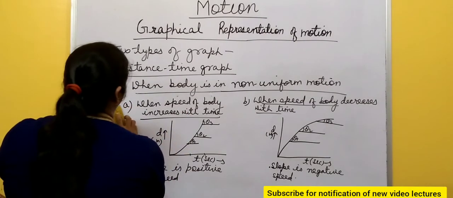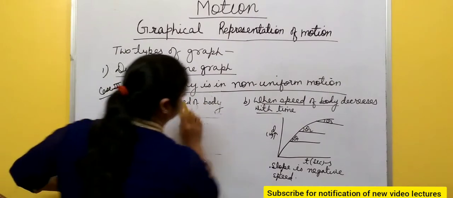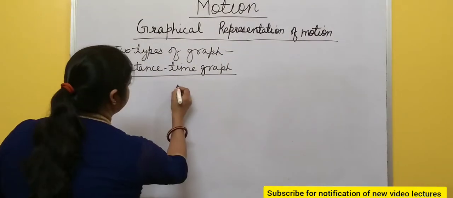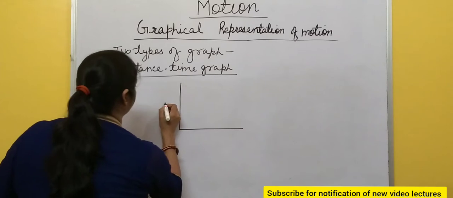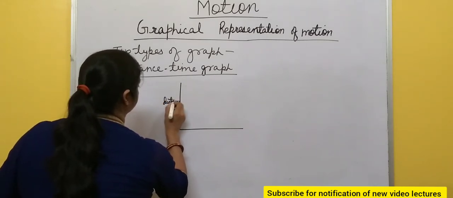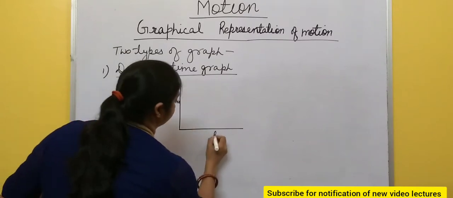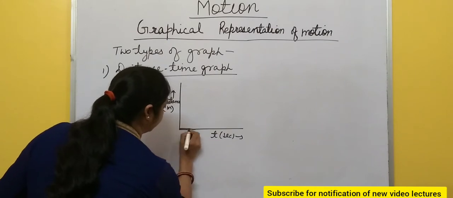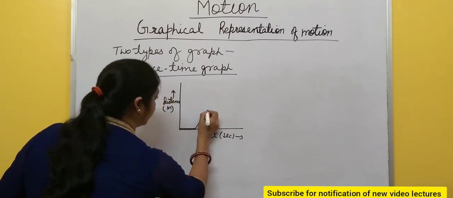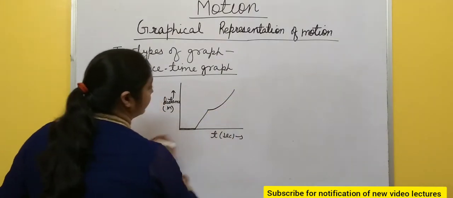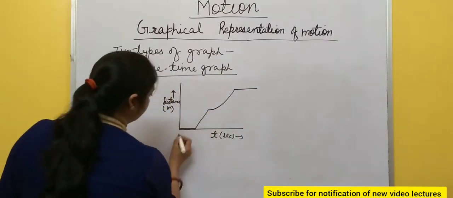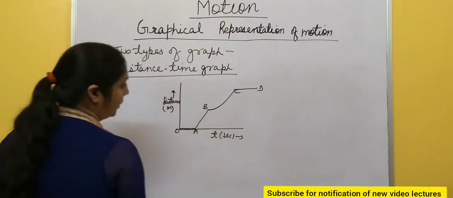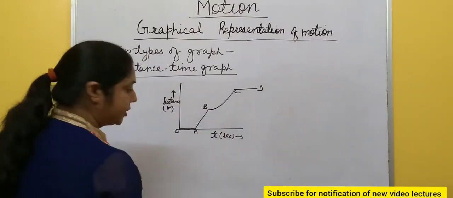Okay. Now next, one example in which all the three cases are there. Okay. Let us take one example. This is a distance time graph, right? Distance in meter, here is time in second. Suppose initially the graph is like this one, then the body moves like this one, then the body moves like this one, and then again the body moves like this one. Let us take this O, A, B, C, D.